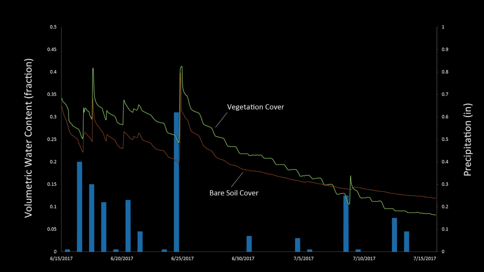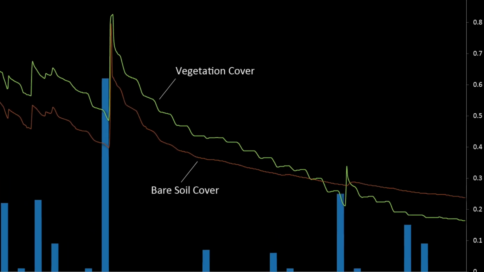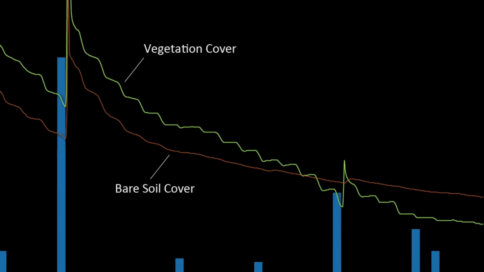There are also subtle differences between the measurements taken under bare soil compared to those with a cover of vegetation. The longer we go without precipitation, the lower the volumetric water content values beneath the vegetation become, likely because plant roots are extracting moisture from the soil. The daily uptake and nightly release of water by plants is also evident by the stair-step pattern in the vegetation time series.